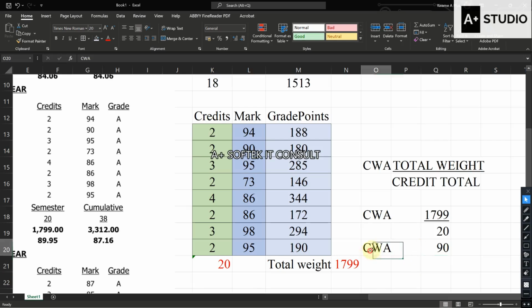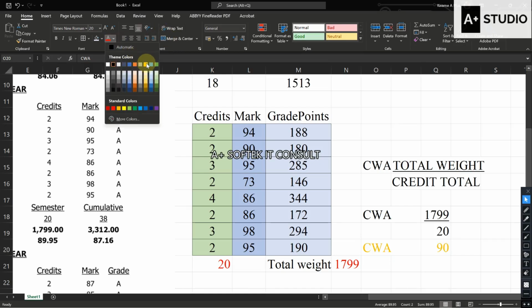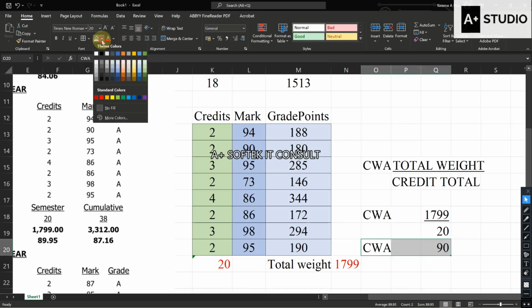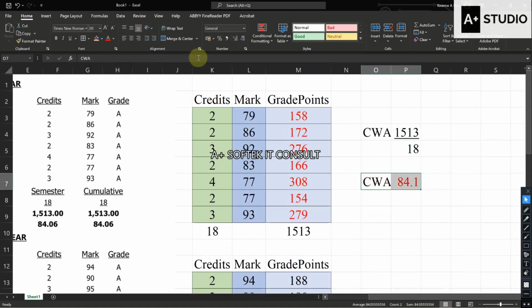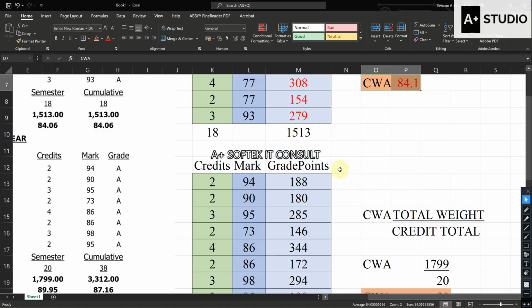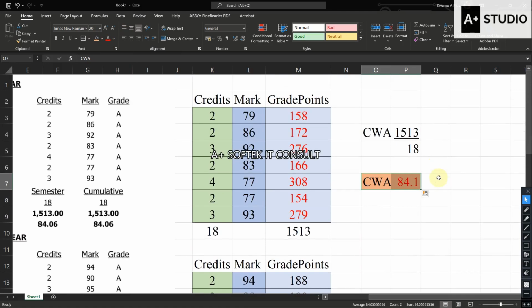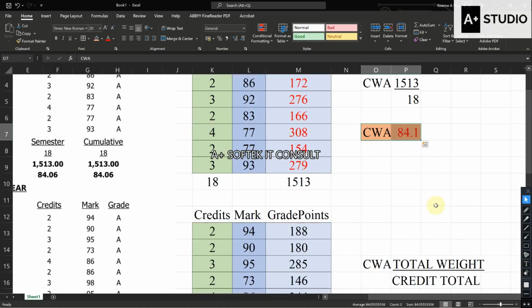Right now, since we know the weighted average, these ones that we just found are for the semesters. Now let's find the cumulative itself. Cumulative, as I said, is the two semesters being combined. So let's combine the two semesters. Let's do it this way. Let's make this one semester.